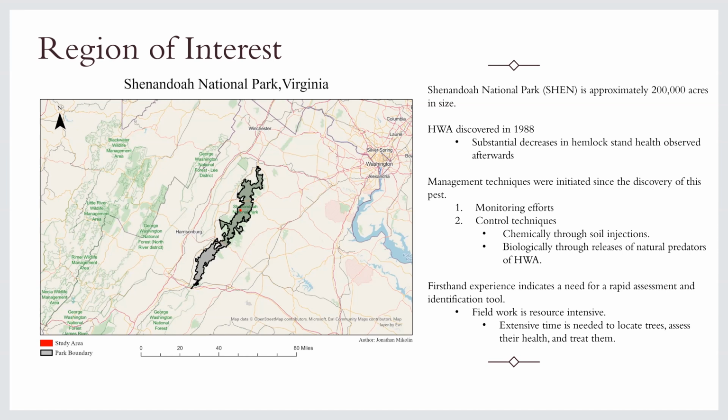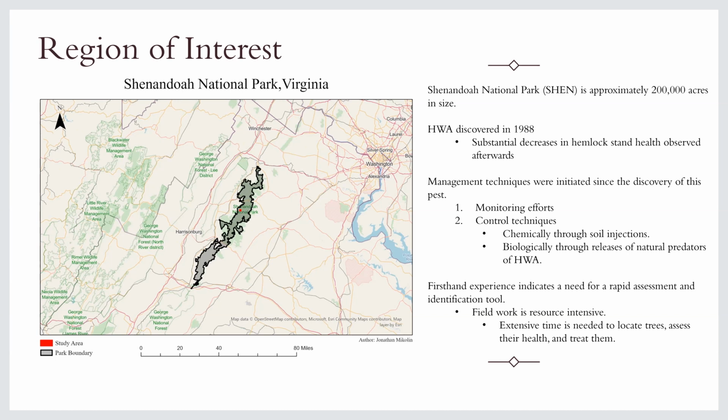Management techniques were initiated since the discovery of HWA, starting out with monitoring efforts, followed by a shift to control techniques. Control techniques for this insect consist of soil applications of a chemical to provide the hemlock trees with resistance against it. There is a biological control method as well, and it's actually a predator beetle that feeds on the HWA. However, it hasn't been fully adapted yet due to difficulty obtaining and establishing populations of the beetle.